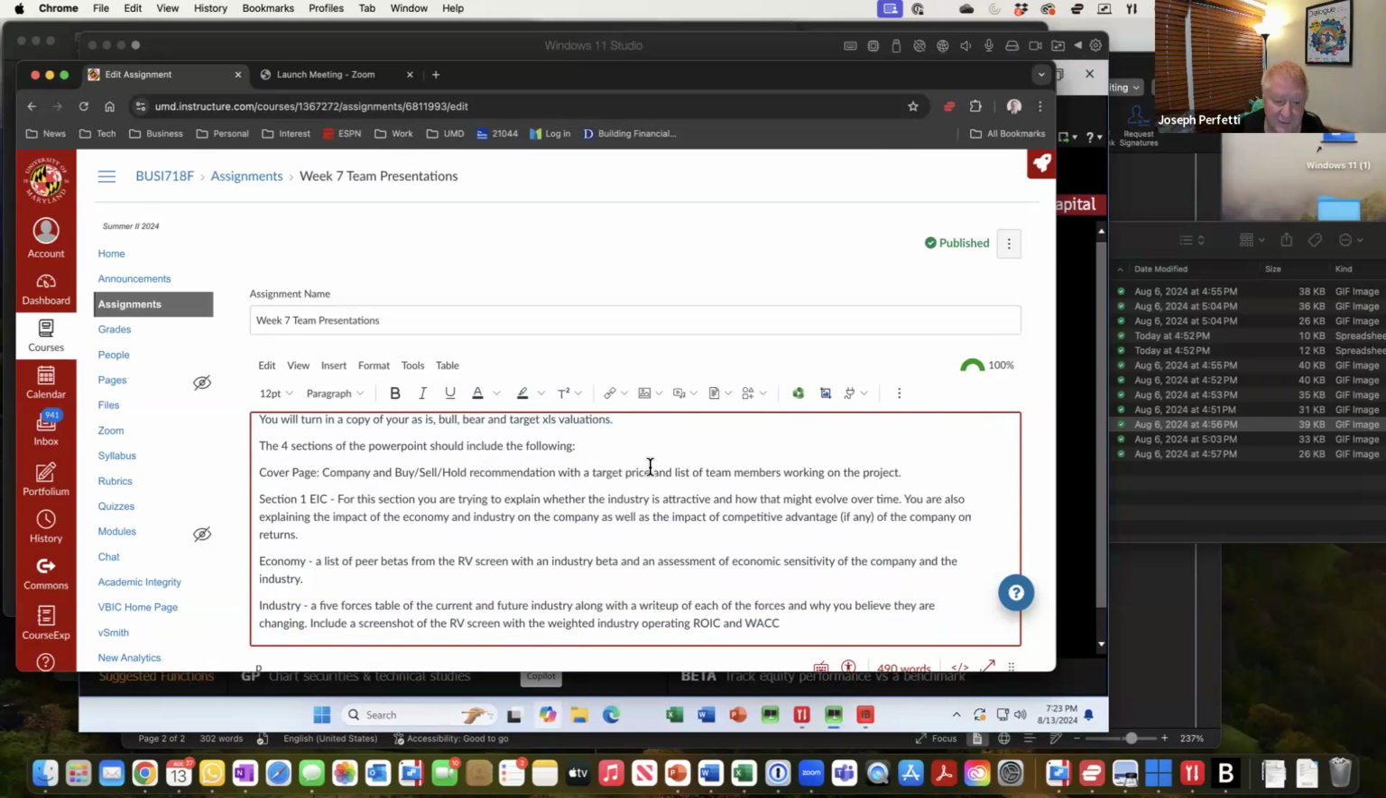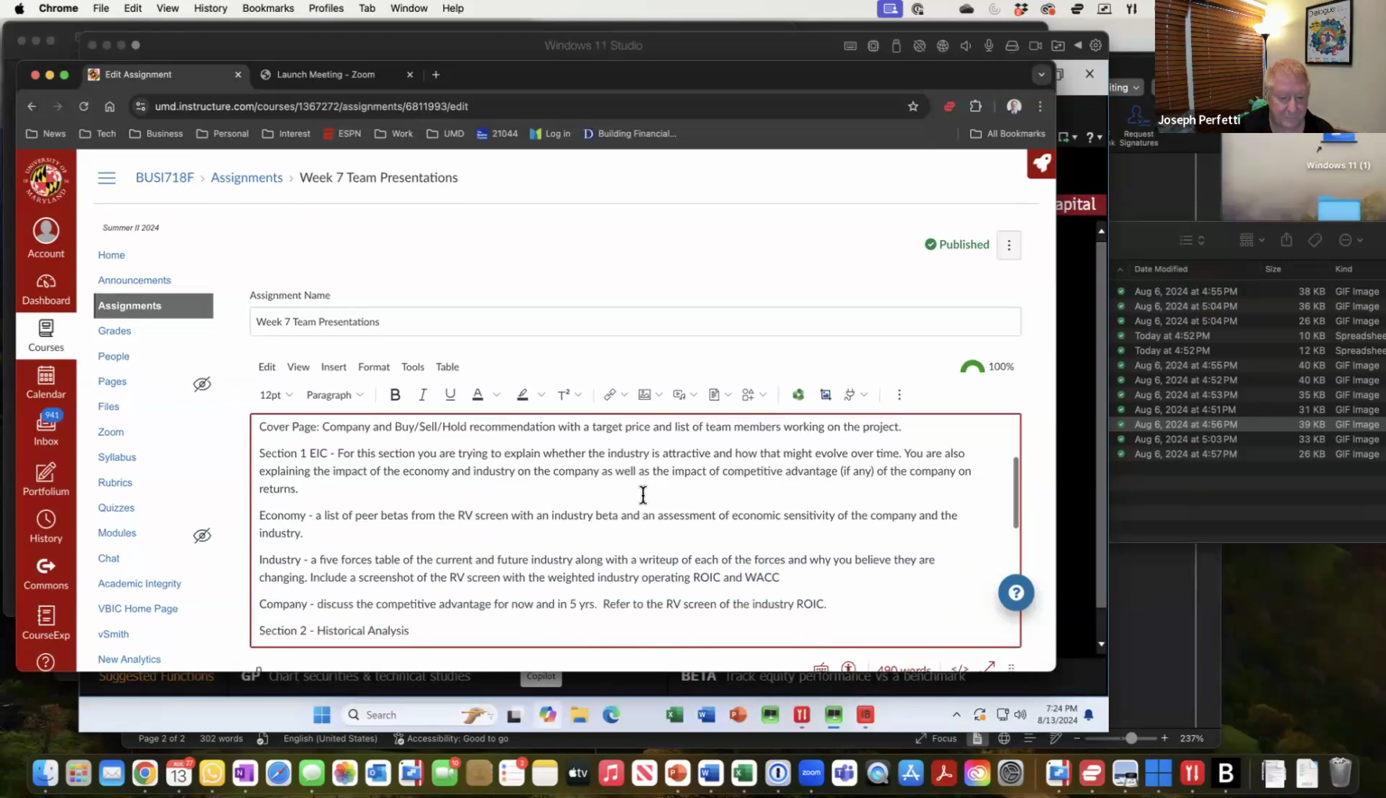First part of the presentation, approximately 5 minutes, is an EIC, similar to the EIC assignment, except it's just going to be verbal. So you've got to refer to the economic sensitivity, referring to company and industry beta. You've got to do a 5 forces of today, 5 forces in 5 years, explaining the spread and whether it will change. And you've got to talk about whether the company has competitive advantage. Again, you need to refer to the screenshot and the data. And if that's going to change in 5 years.